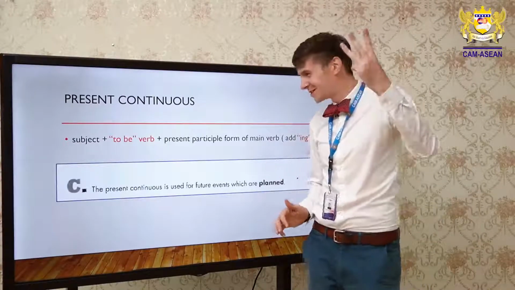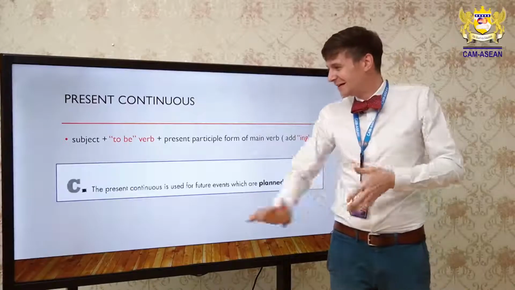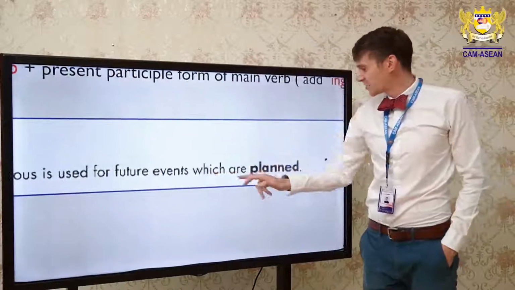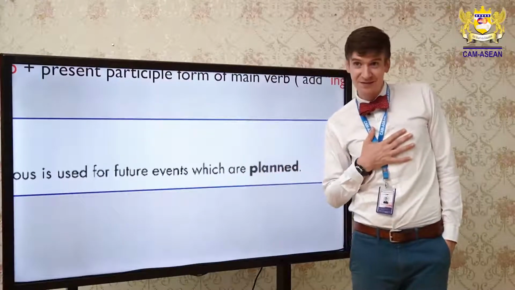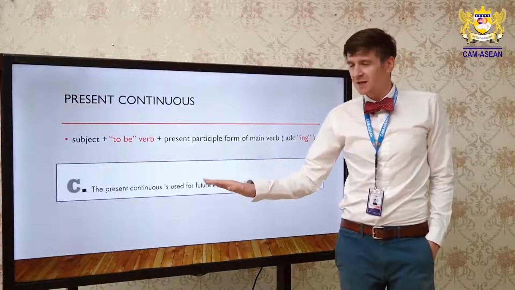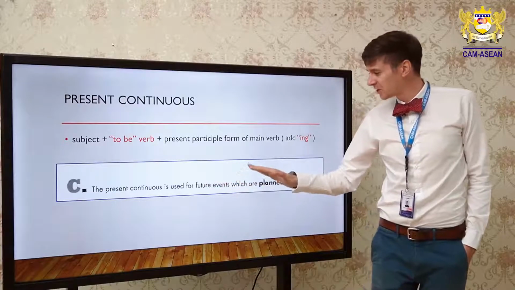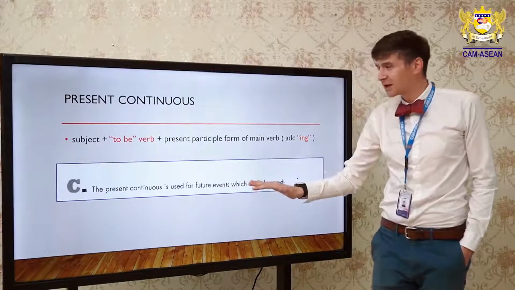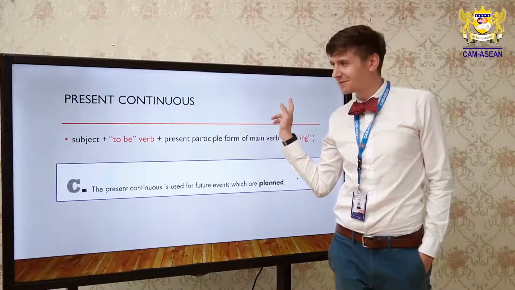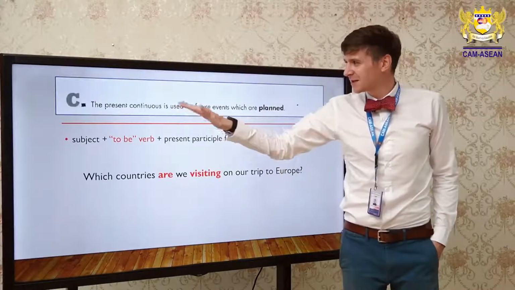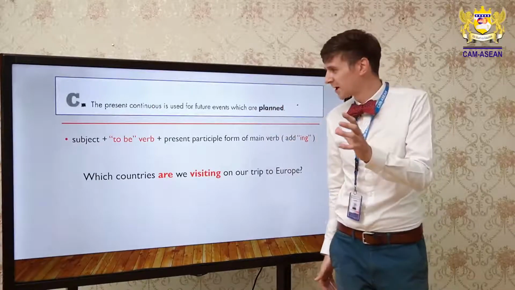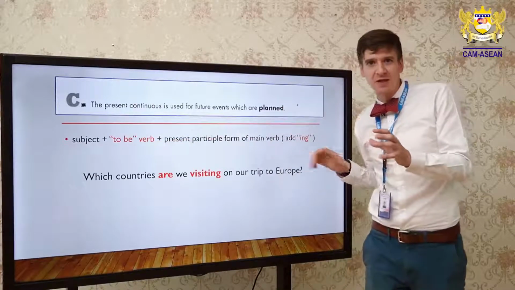The third situation for present continuous. The present continuous is used for future events which are planned. Say that again. The present continuous is used for future events which are planned. Okay. Think you got it? The present continuous is used for future events that are planned. Okay. So we still have our formula here. That's okay still.